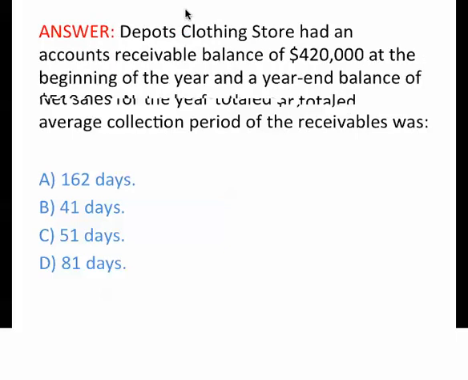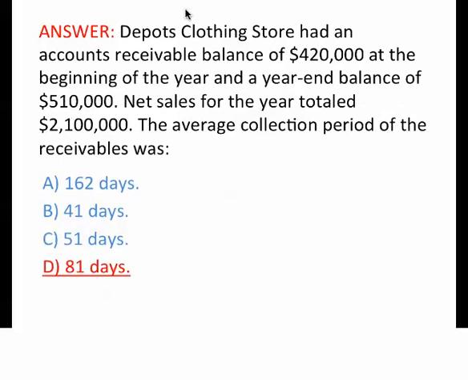Okay, on this one, let's go through how we do it. The answer is 81 days. And how we get there, first thing, ignore the parenthesis in the beginning. That's a straight parenthesis. Take 2,100,000, so I'm taking my net sales for the year, dividing by 365 to get my average daily sales. So my average daily sales, 5,753.4.